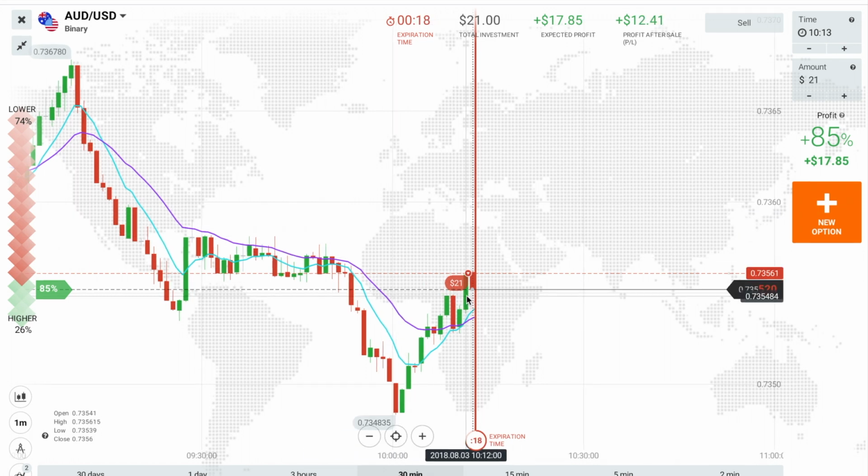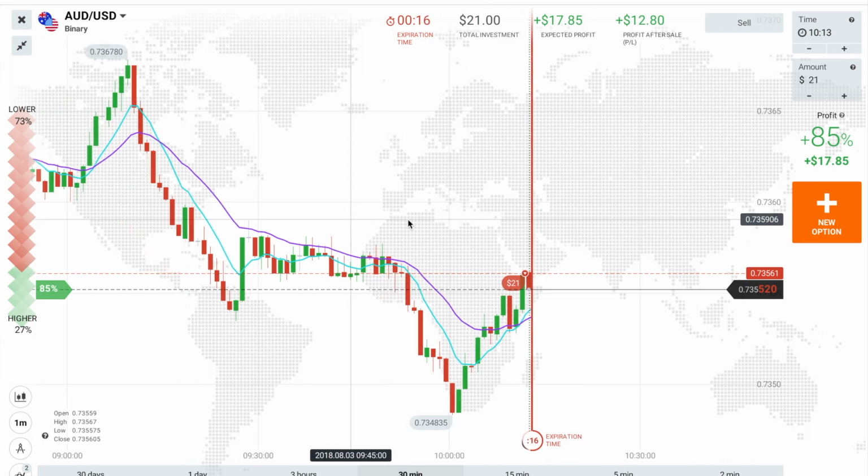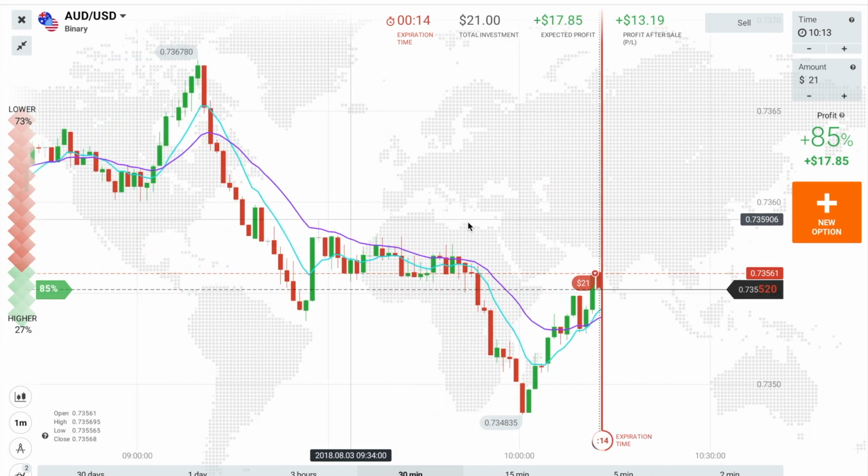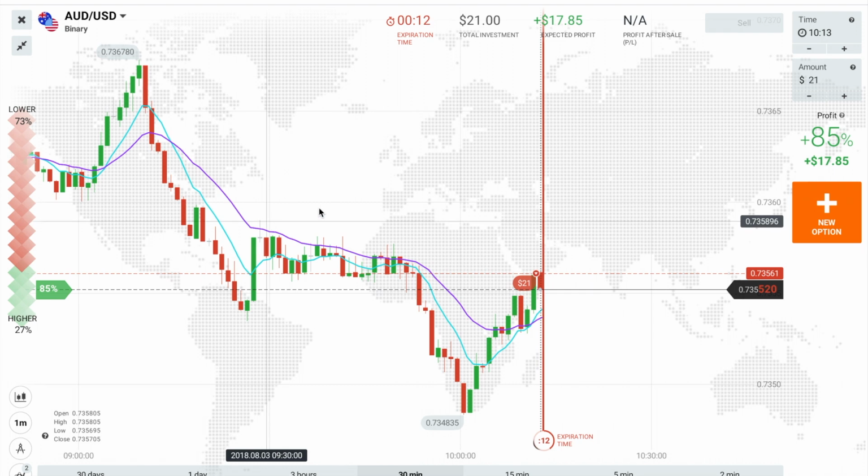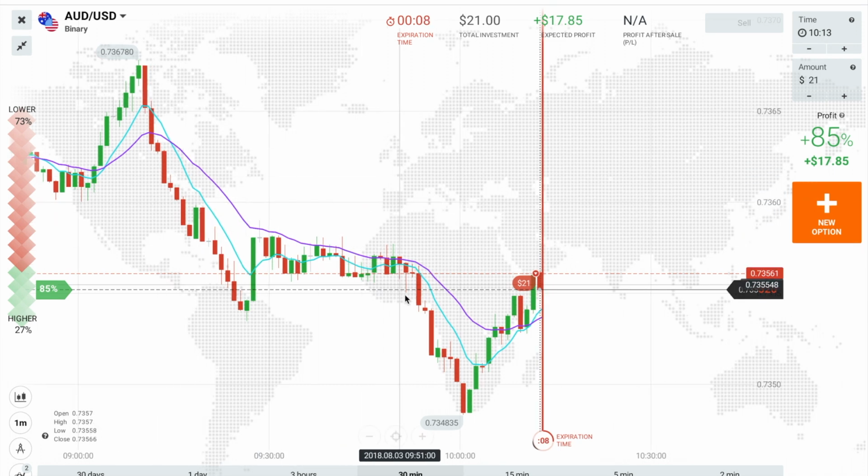So we're just going to wait out this position, and while we're doing that, I'm just going to elaborate more on the actual structure of this, what we're looking at. So first of all, we're looking at the trend. As we can see, the trend is down.